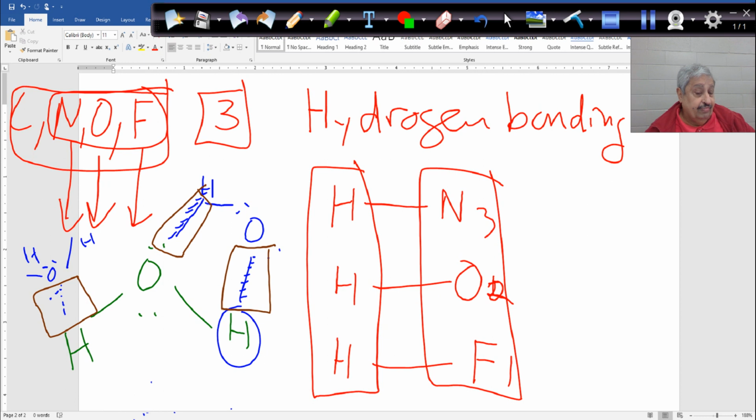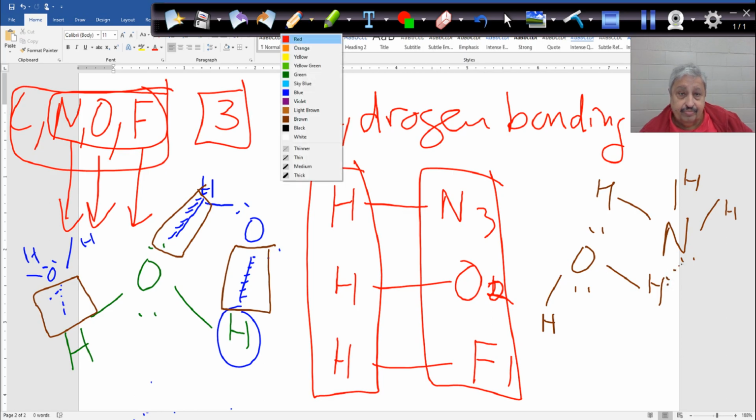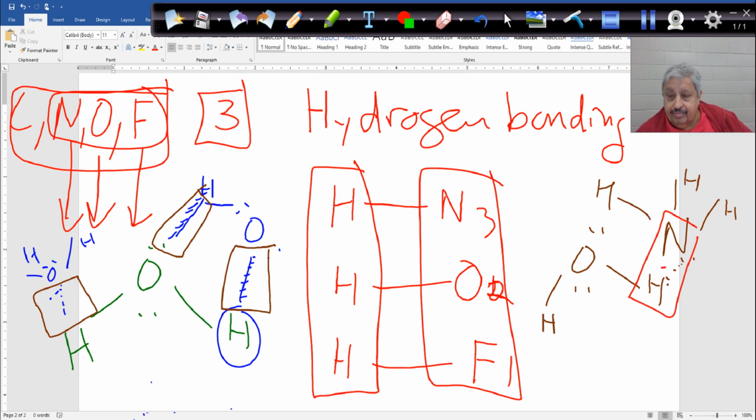Can I make it different? Yes, I can mix Windex. Windex is H2O with ammonia. So ammonia will come here, H, H, and H. So this is the bonding between those two here, and the bonding between oxygen. So everybody following here? Anytime the hydrogen will bond itself with nitrogen or oxygen or fluorine, I get hydrogen bonding.